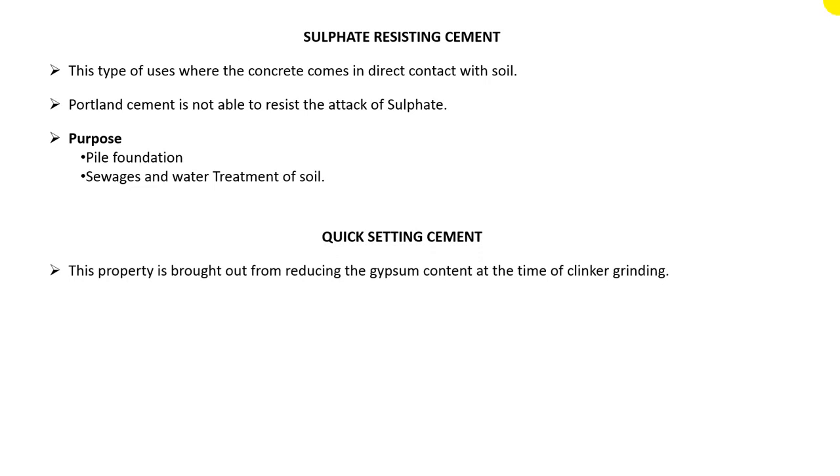This property is brought out by reducing the gypsum content at the time of clinker grinding. What is the reason for quick setting cement? This cement is made by reducing gypsum. Then it is most used in underwater construction. Quick setting cement is used like a rapid hardening cement. So quick setting cement is mostly used in underwater construction.